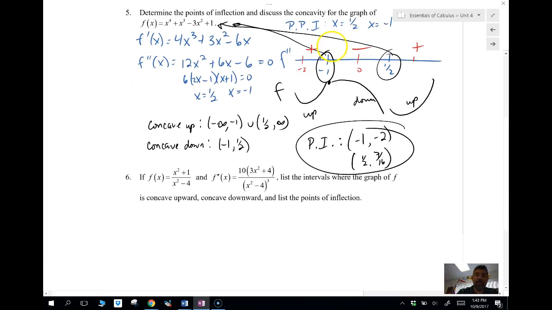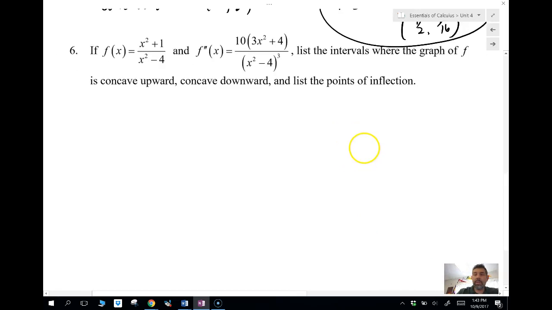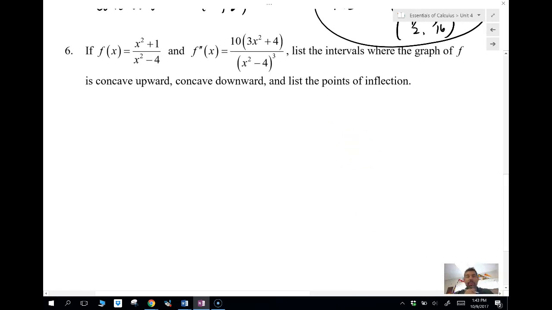Let's take a look at one more example. Shall we? Sure. I'm making this video, so we might as well. If f of x equals x squared plus 1 over x squared minus 4, and f double prime, oh, look at that. We already have the second derivative. Isn't that nice and helpful of them to give us the second derivative? We don't have to do the work. Look, guys, if they give you the second derivative, don't try to do the second two derivatives. They already give it to you. List the intervals where the graph of f is concave upward, concave downward, and list the points of inflection.